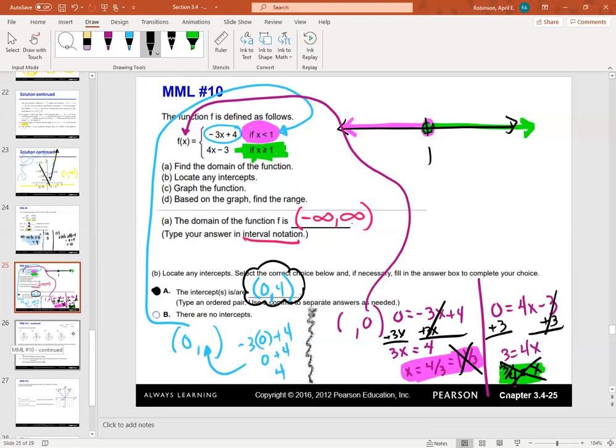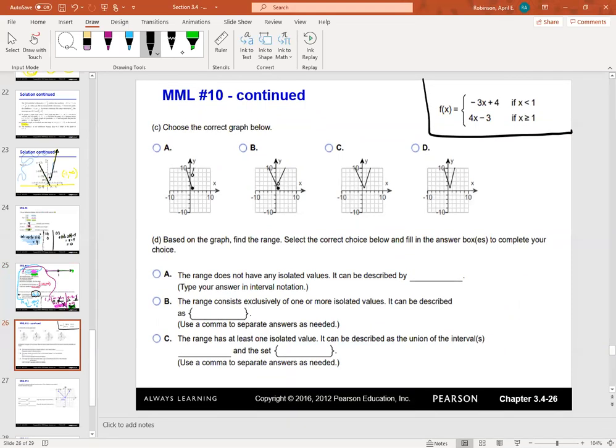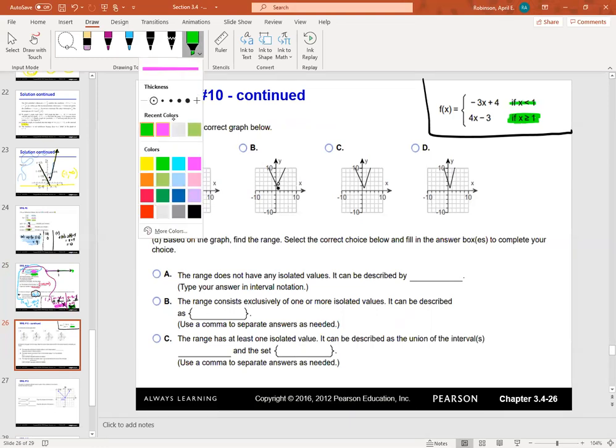Okay, and then C says graph the function. It is multiple guess. I just added this in here so that I could have it on the page. The first one was the green one, and this one was the pink one.